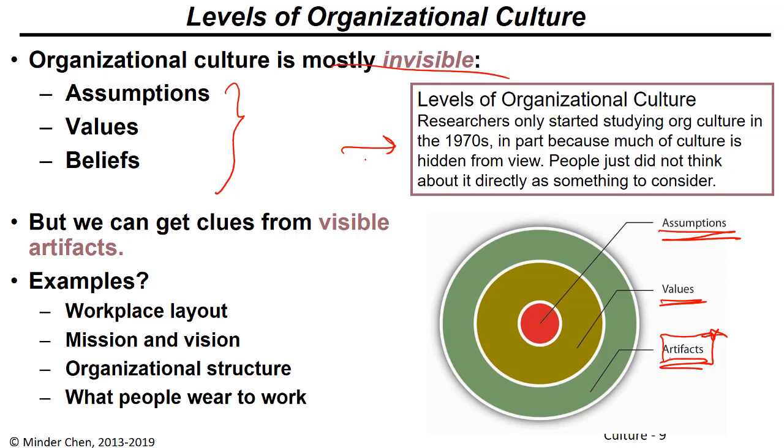The artifacts that we mentioned could be workplace layout, the building. It could be mission and visions. It could be the organizational chart, organizational structures, or even how people dress to work. In some organizations you have to dress very formally, like in the bank. A lot of IBMers tend to dress quite formally. But like in CI, as a faculty member, we dress pretty casually. But if you're a faculty member at Harvard Business School, you wear a bow tie, believe it or not, in most cases.